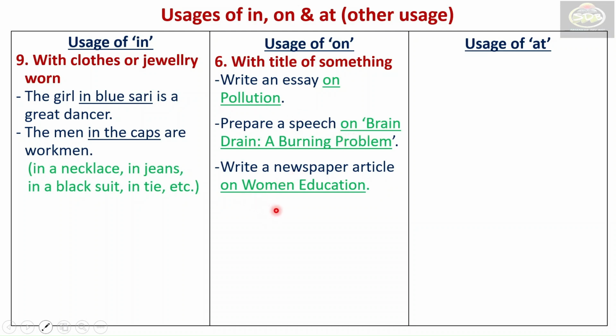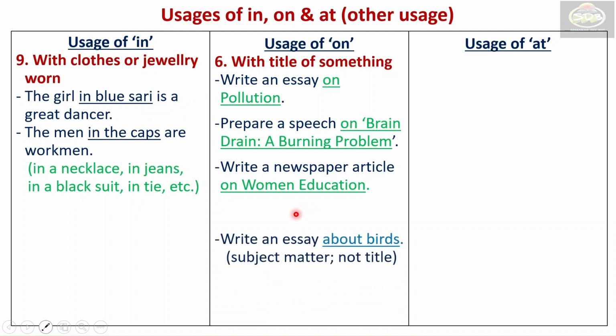And we have to understand that if the title is given, if the topic or heading is given, we have to use on. But if that is not a title, if that is just only subject matter, we use about. Example: write an essay about birds. This is not a title because the first letter is b, which is not in capital. This is a small letter. Therefore, if that is not a title, if that is subject matter, we use about. If that is a title, we use on.